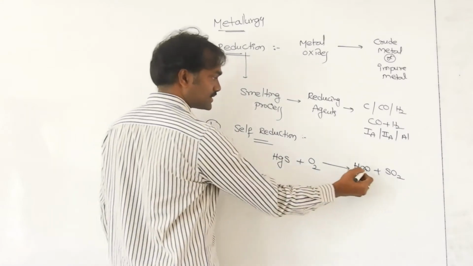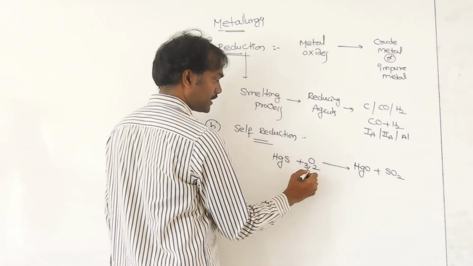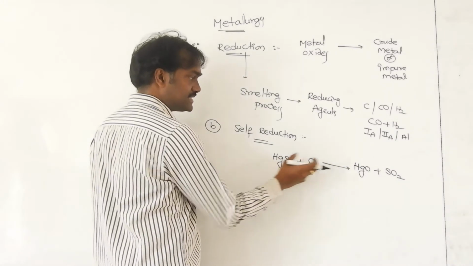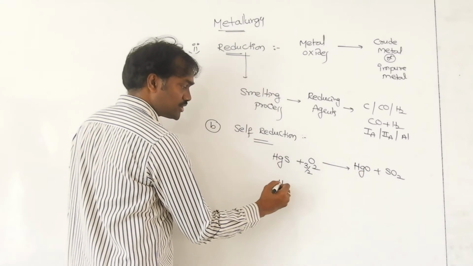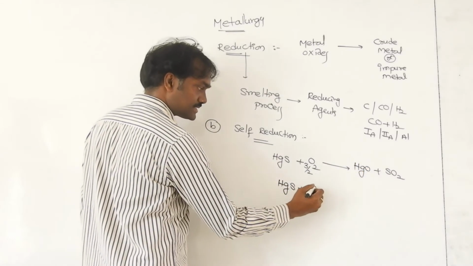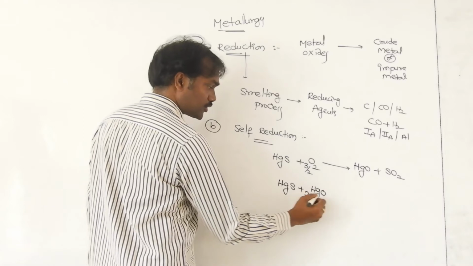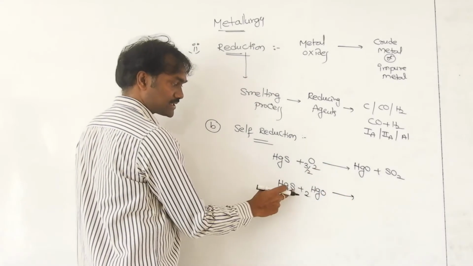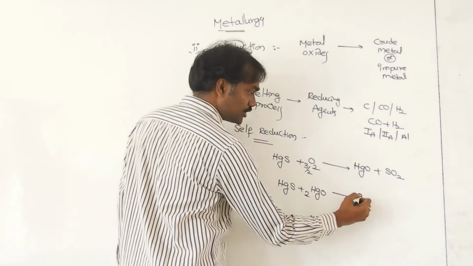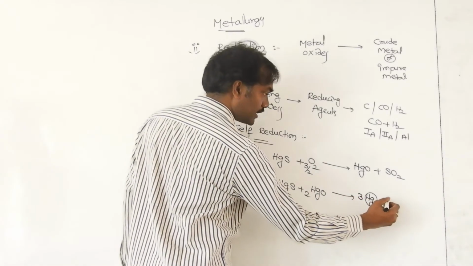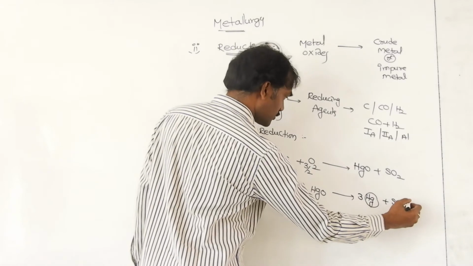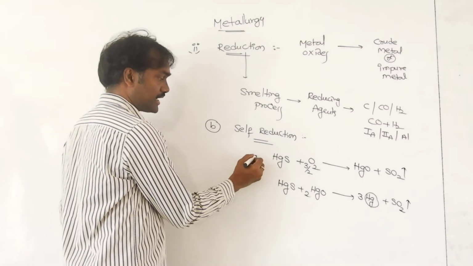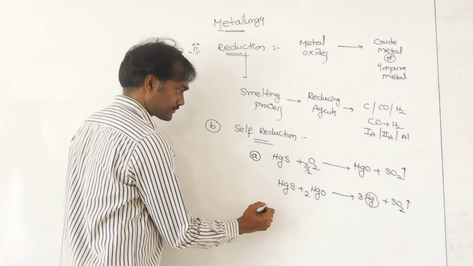Suppose you take 2 moles. How many oxygens? 2 plus 3 by 2, so you can take 3/2 oxygen. This HgS again reacts with HgO, 2 moles. Then what happens? Mercury comes outside, S combines with oxygen. So 3 moles of mercury plus SO2 gas goes outside. So this is a self-reduction process.